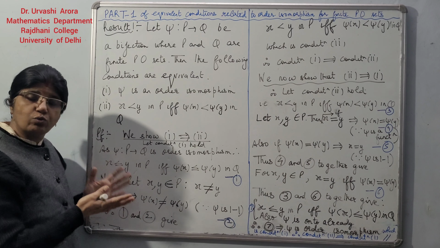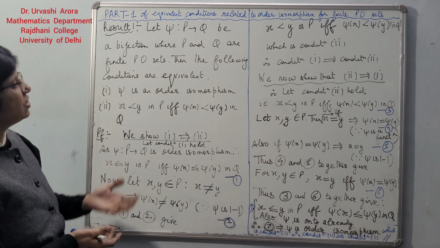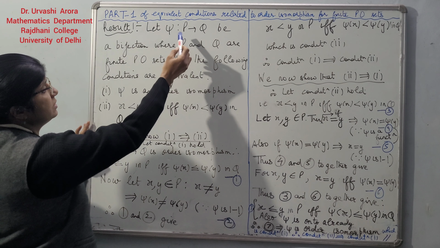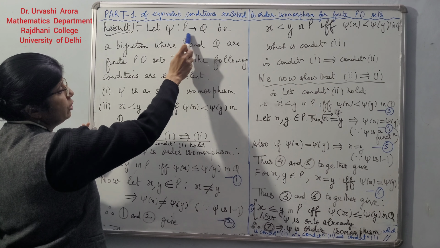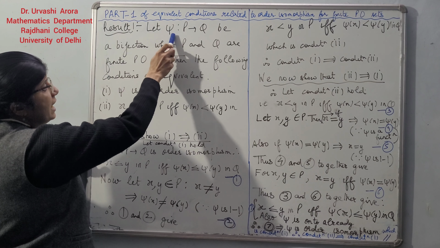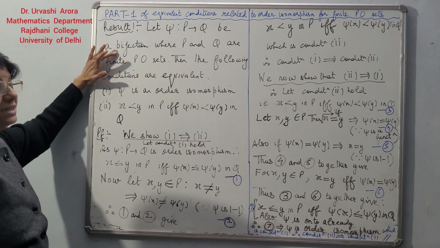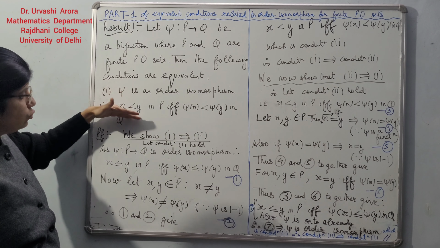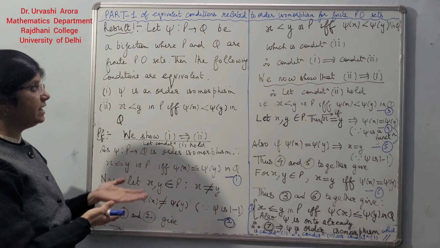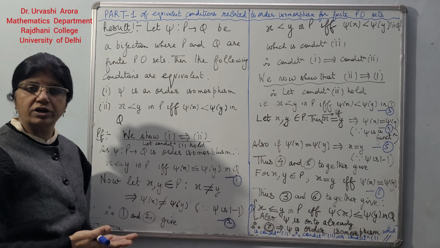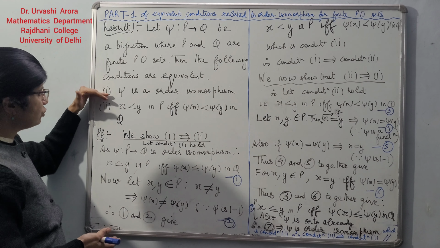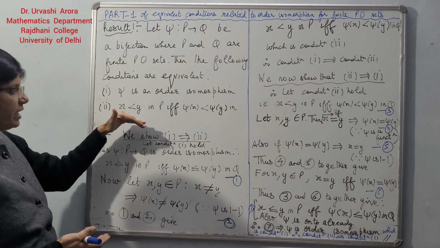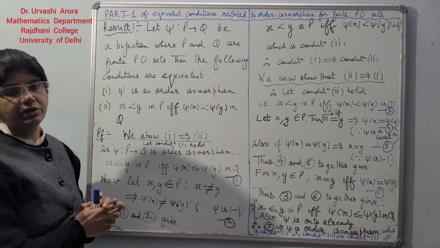So basically this is what you have to show. And what are the conditions given to you? There is a condition on P and Q, that P and Q are finite PO sets, and about psi we know it's a bijection. Bijection means it's a 1-1 onto mapping. With these conditions, you have to show that the two conditions are equivalent. Again, what do we mean by saying that two conditions are equivalent? It simply means that if condition 1 is true, this would imply condition 2, and if condition 2 is true, this would imply condition 1. So let me start with the proof of this result.